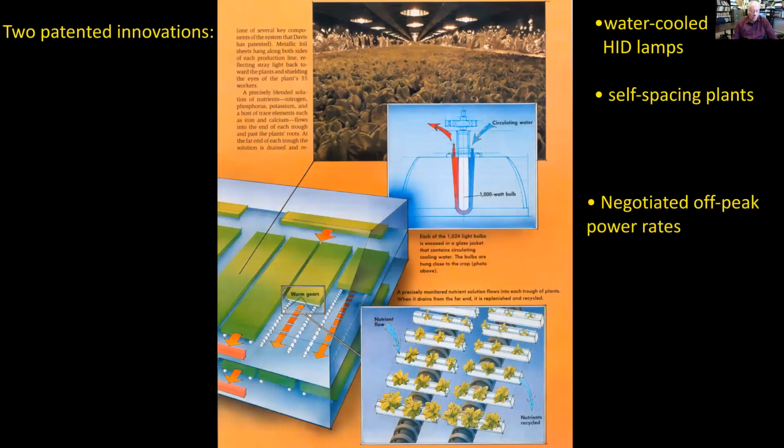Innovations included water-cooled 1,000-watt HID lamps that allowed lamps to be placed about 4 feet above the crop stand. Waste heat was exchanged outside, even in the winter. Another innovation was self-spacing plants that kept up with growth rate as they moved along the bench from the planting end to the harvest end. Troughs with recirculating nutrient solution were placed at right angles across worm gears that spaced the plants out as they got bigger.